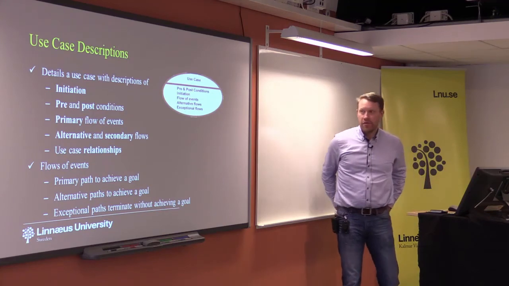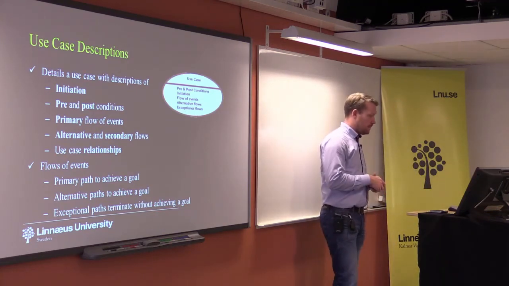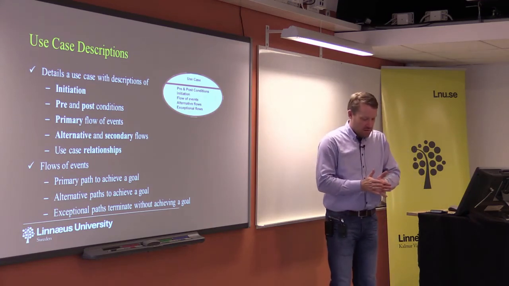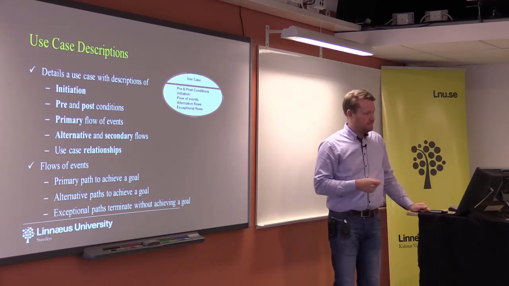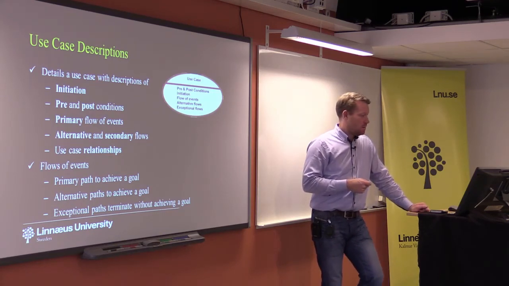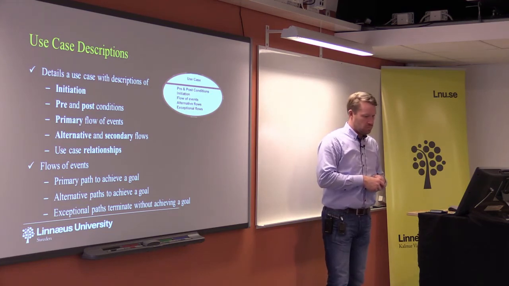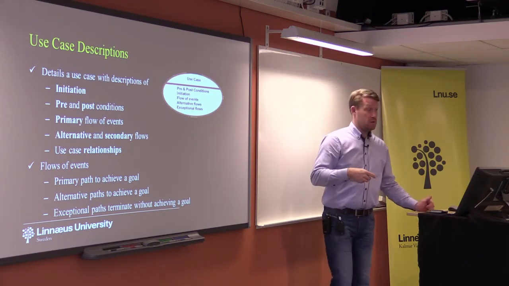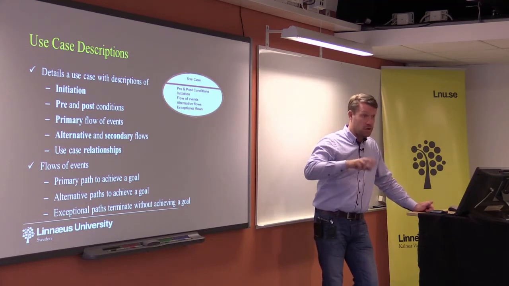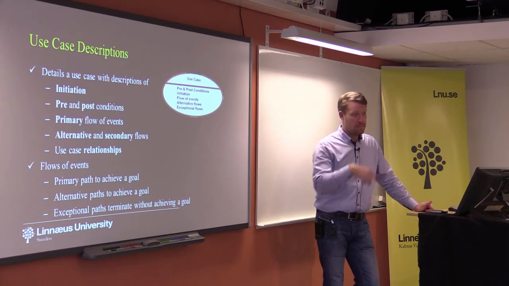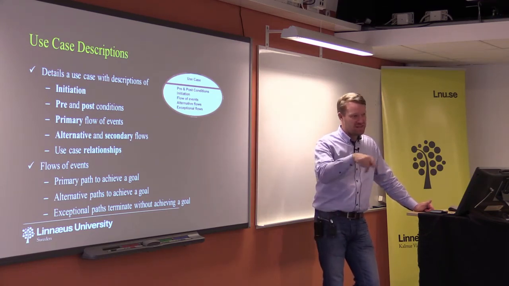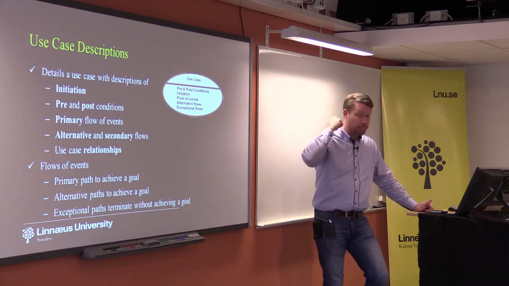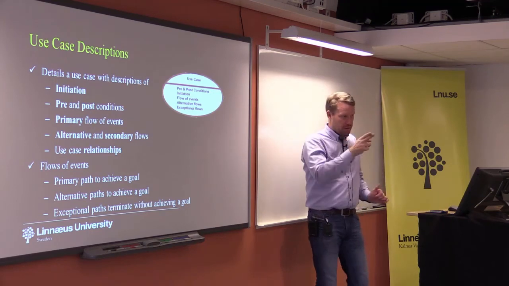But then we have all the other alternative paths, secondary flows, as some people refer to them. That's when something else happens. So anything from alternative paths to fulfill a goal. It could, for instance, be that after you entered your bank card, you entered the wrong PIN code. Okay, you get a second chance. Now you enter the right PIN code, and you're back on track again. There you had an alternative path.